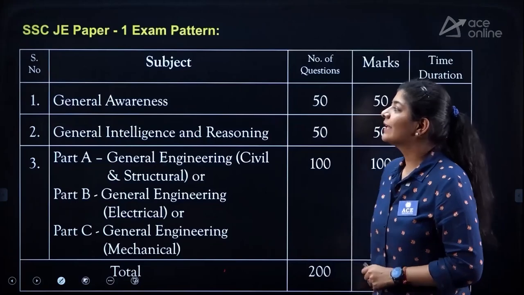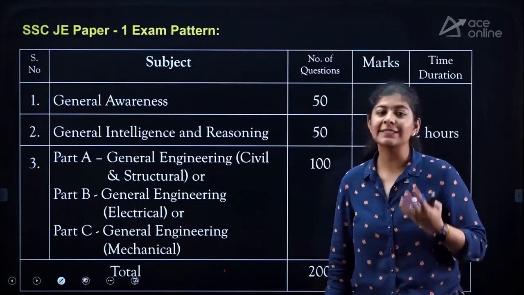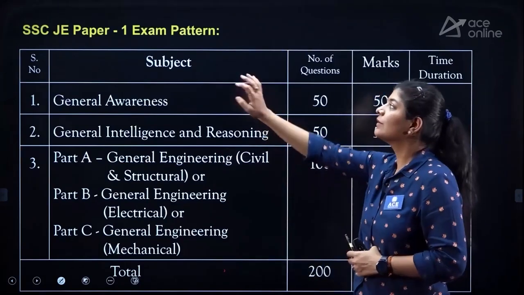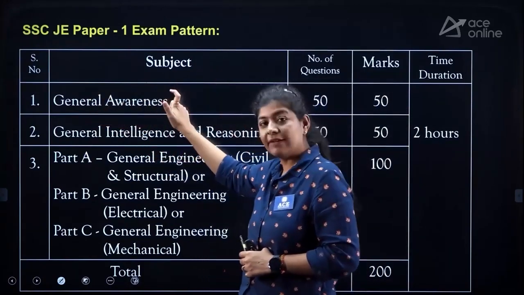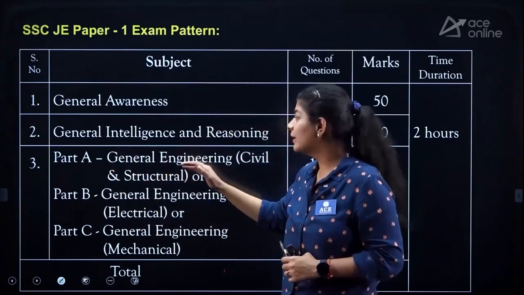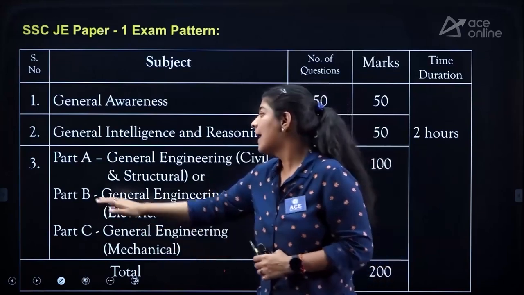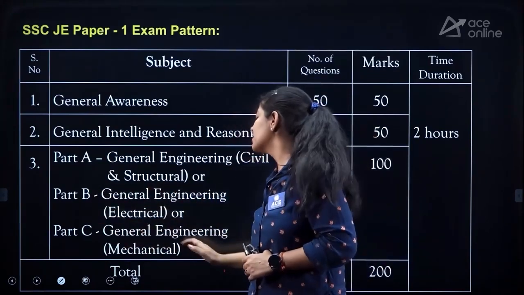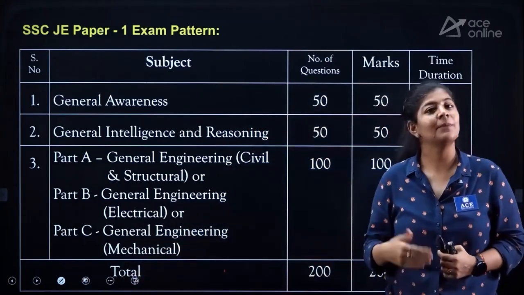If we talk about the exam pattern, then here we mainly have 3 topics in paper 1. We have paper 2 separately, but here we are only going to discuss paper 1. The subjects are general awareness, general intelligence and reasoning, and the technical section, where part A is general engineering for civil and structure, part B is general engineering for electrical, and part C is general engineering for mechanical.